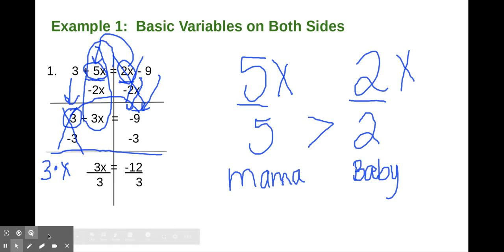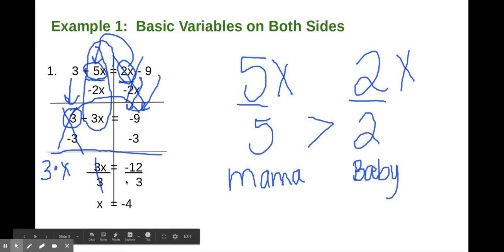So then the 3's will cross out on the left side, and you're left with x equals negative 4, because negative 12 divided by 3 is negative 4. And that is your final answer.